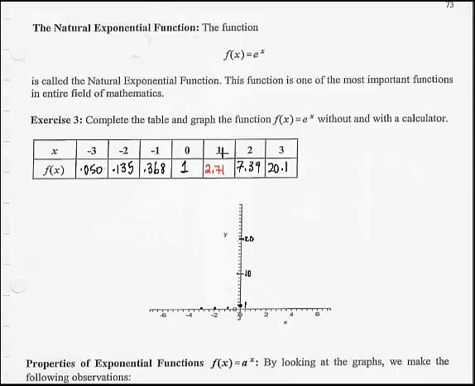At x equal 1, I have 3. So 2, 3, and then x equal 2, I've got 7. That right about there. And then x equal 3, I jump up here to 20.